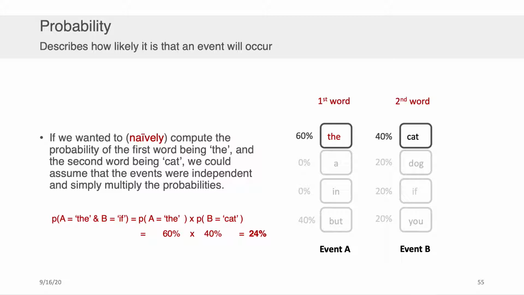And if I were pretty naive or I didn't know much about the generative process of language, one thing I might assume is, well, hey, the probability of the word the is 60%, and the probability of the word cat is 40%. So to compute the probability of A and B, I can just multiply those two together and get this final value of, hey, there's a 24% chance that the first word is going to be the, and the second word is going to be cat.